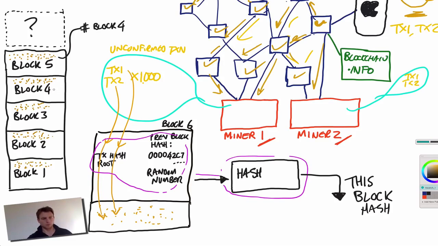And then, in turn, block 4 will contain a reference to the hash of block number 3, and that reference to block number 4 forms part of the hash for block number 5, right? So its reference to the parent block is part of the data that we hash and assign to block number 5.